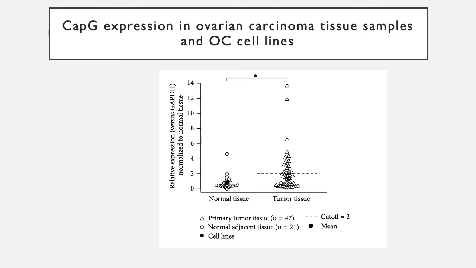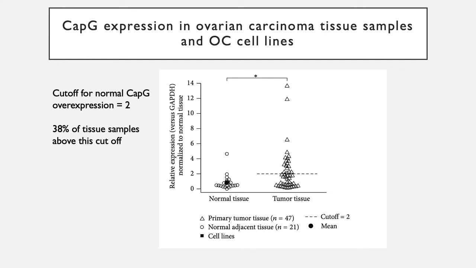To do this, they utilized RT-qPCR as mentioned previously. The results are displayed in this figure, where on the y-axis you can see relative CapG expression normalized to a housekeeping gene, GAPDH. On the x-axis, we have normal tissue and tumor tissue. The average expression in normal tissue was utilized as a cutoff to indicate overexpression, which in this case is anything over 2, and can be seen here by this dashed line. Therefore, you can see that about 38% of the tumor tissue samples had CapG overexpression.